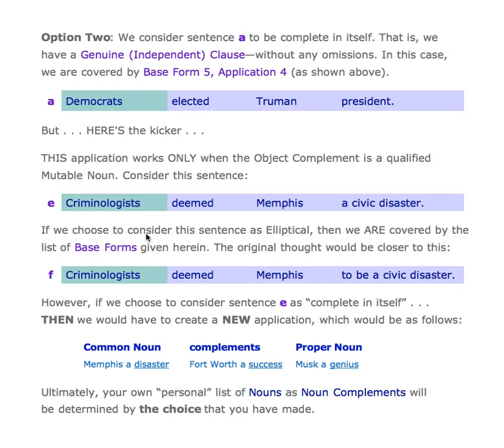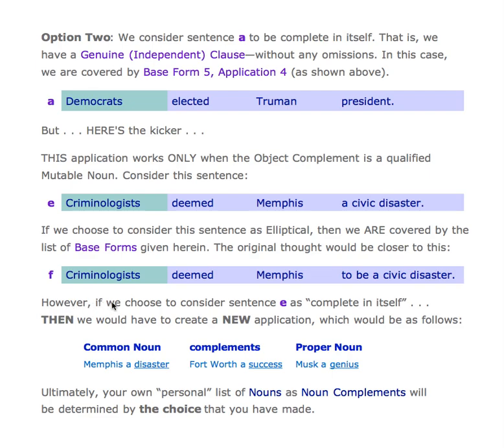If we choose to consider this sentence as elliptical, then we are covered by the list of base forms given herein. The original thought would be closer to this. In other words, this we would think is elliptical, and this is the underlying original thought in the mind. Criminologists deem Memphis to be a civic disaster. So we see this as an elliptical form of this. And if that's true, then our base forms will work and we're good to go.